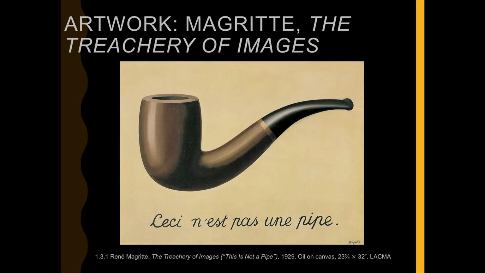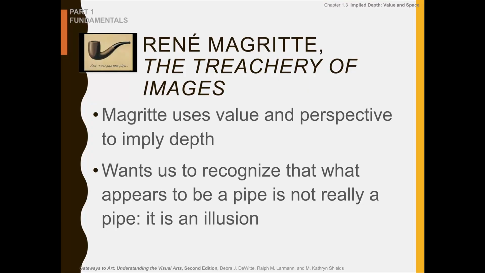So what does it have to do with the chapter? Well, it looks like a pipe because he put the values in there, and it gives this illusion of space. And so that's what we're going to kind of learn from here going forward as to value and space.